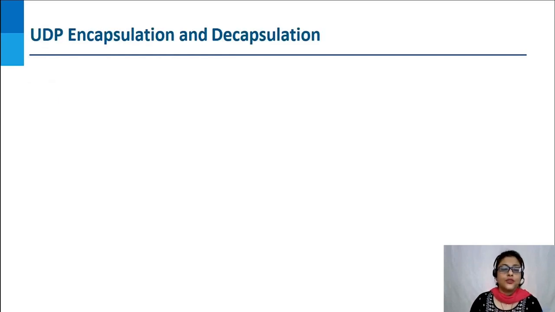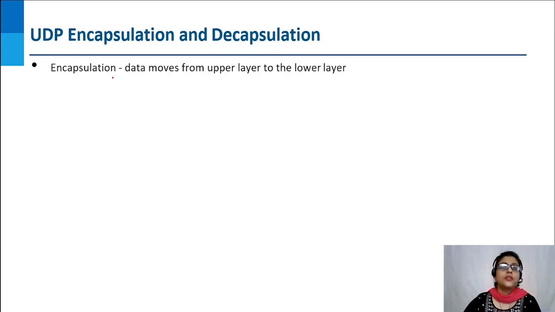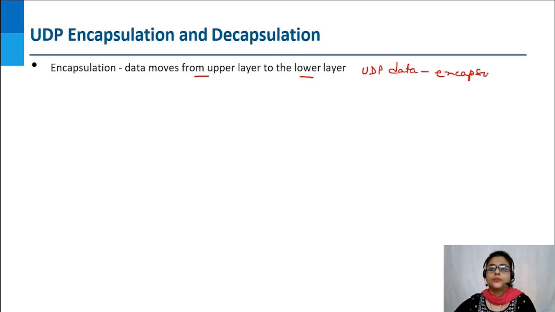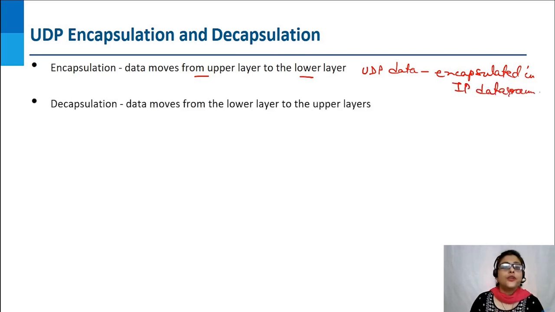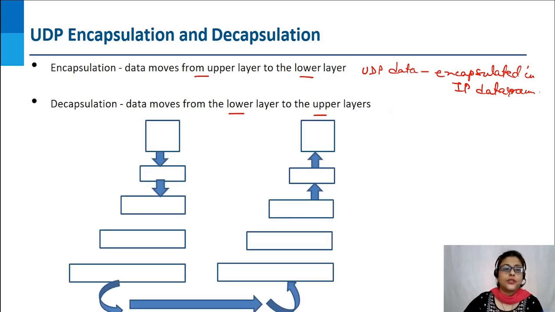UDP encapsulation and decapsulation. Encapsulation means data moves from upper layer to the lower layer. Actually, UDP data gets encapsulated in IP datagram. On the other hand, decapsulation means data moves from the lower layer to the upper layers. So it is decapsulated from the IP datagram. Let us look at encapsulation and decapsulation with the help of this diagram.